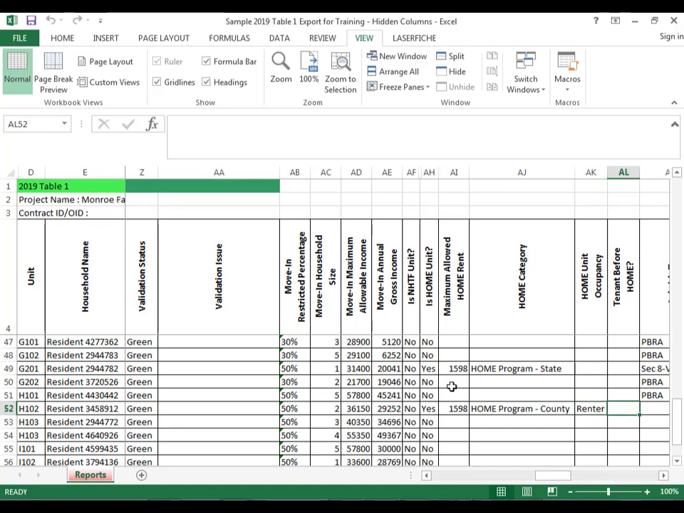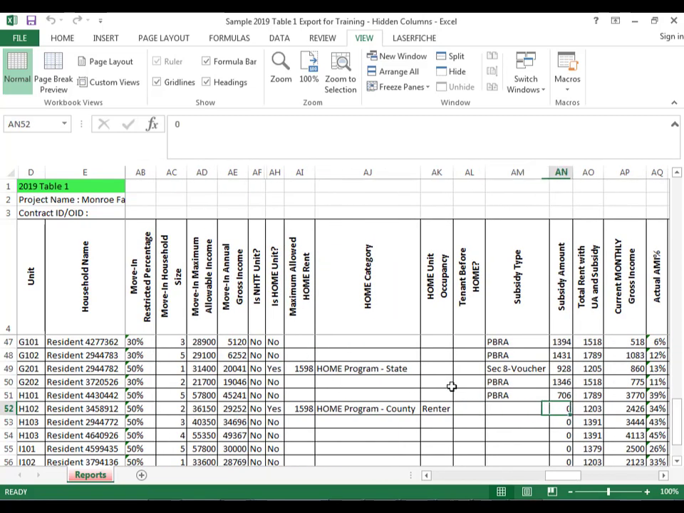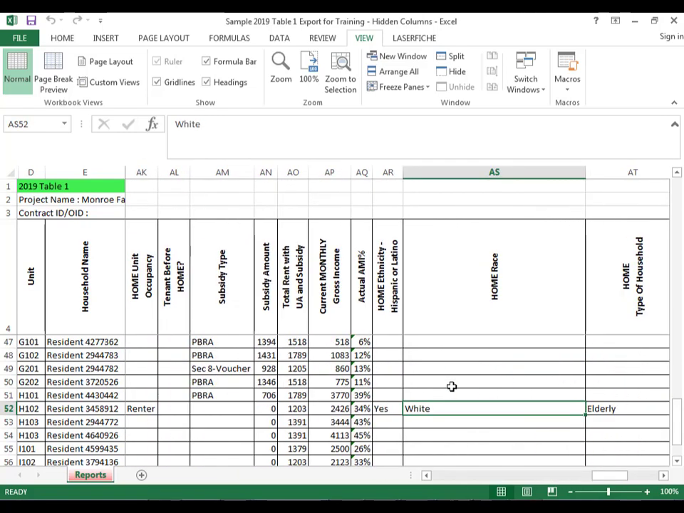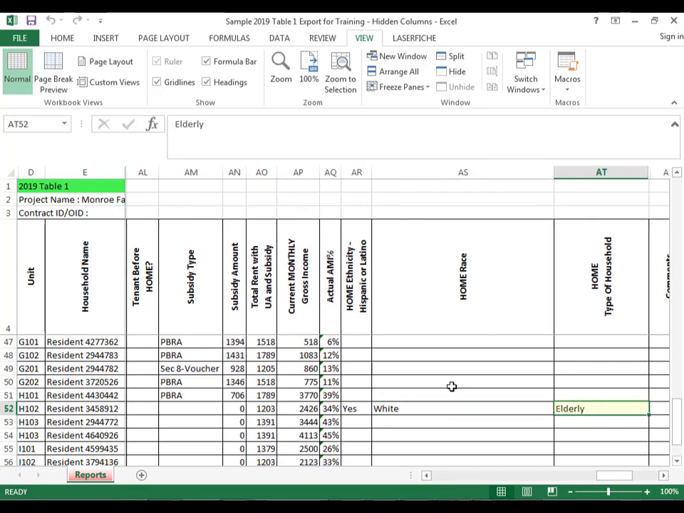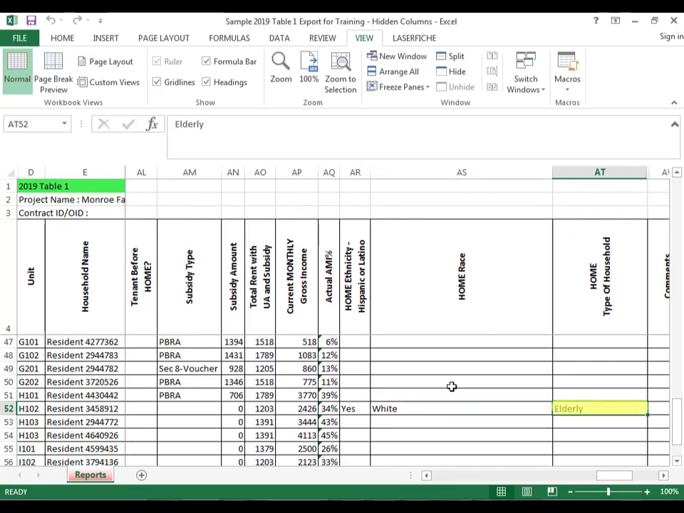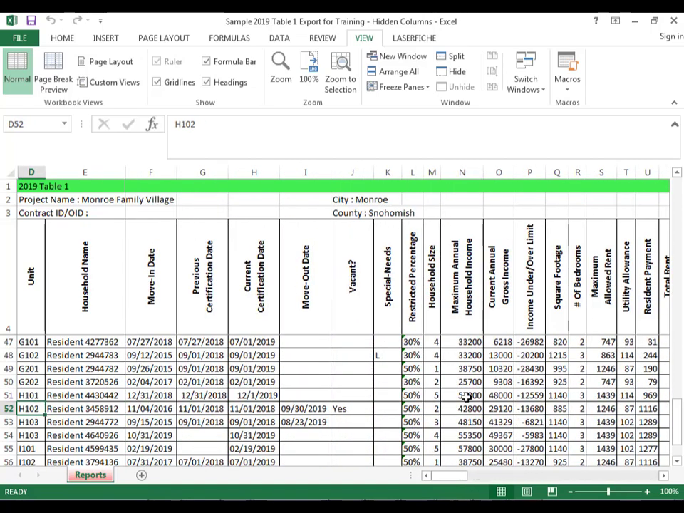Another field that needs to be changed to vacant is the home type of household. I'm scrolling to get to that one. Type of household. So this was an elderly household, but at move out, that needs to be changed to vacant. So going into the resident record, adjusting both of those. If you can remember that when you move a resident out and they're in a home unit, to do those when you move them out, that would save you a lot of time.